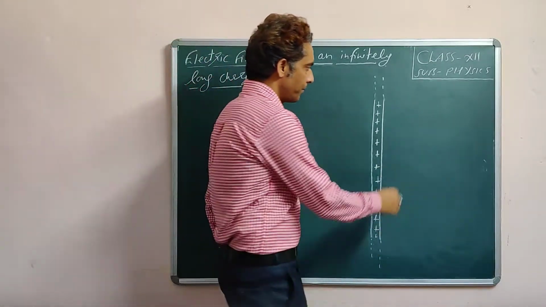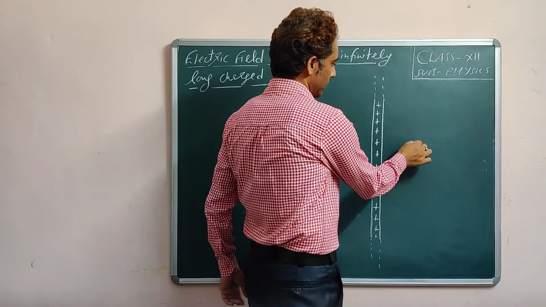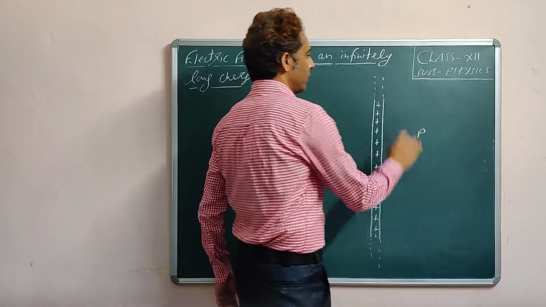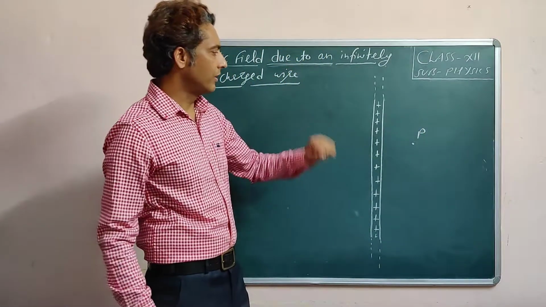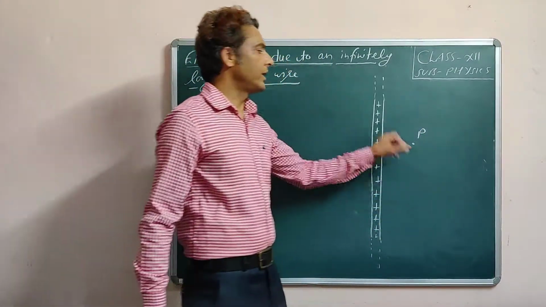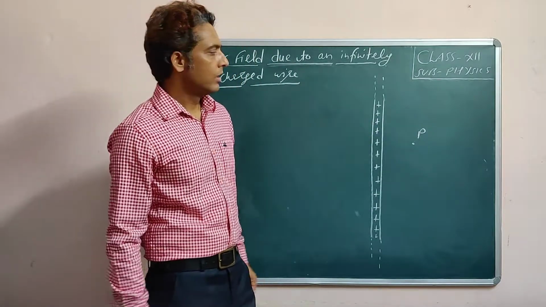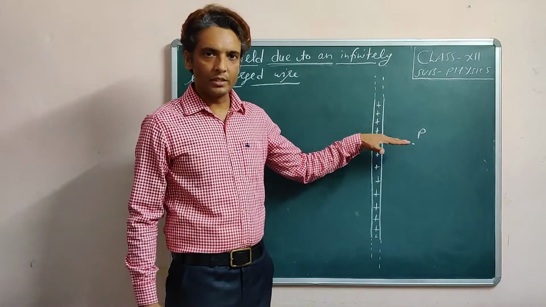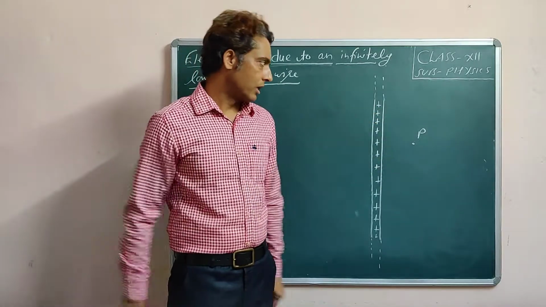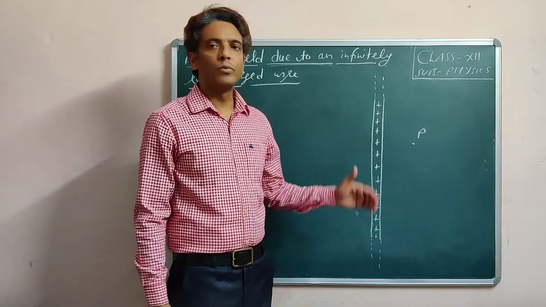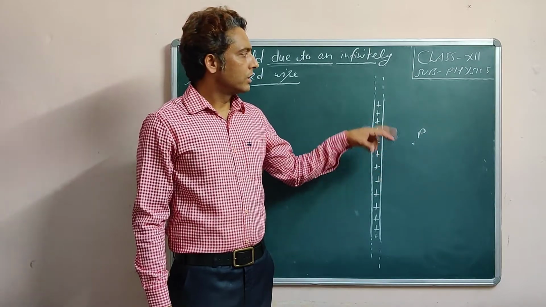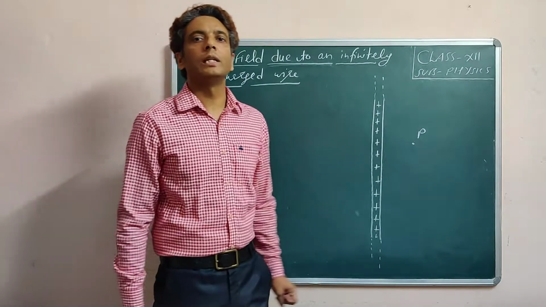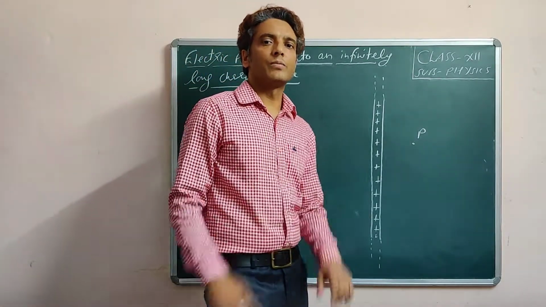Now let P be any point at a perpendicular distance r from the wire, where we have to find the electric field intensity. Now the steps involved in finding electric field intensity using Gauss theorem are: first we have to draw a Gaussian surface through the point where we have to find electric field intensity. Now what is Gaussian surface?